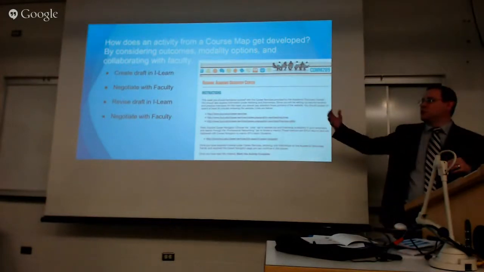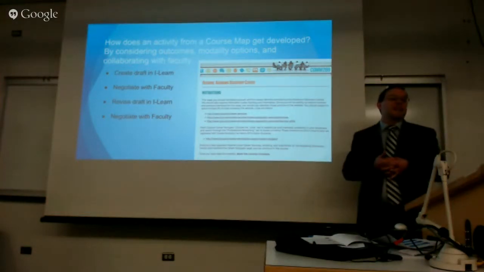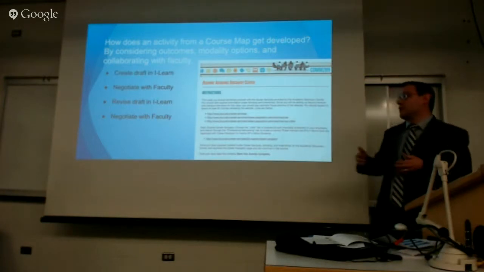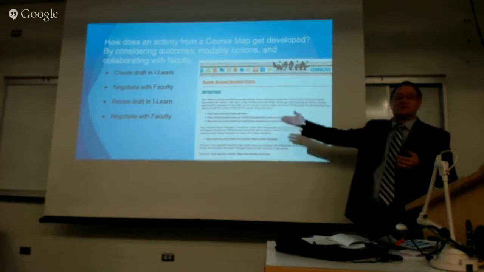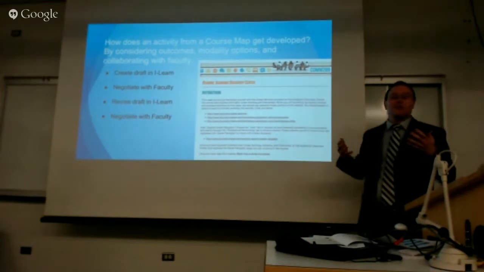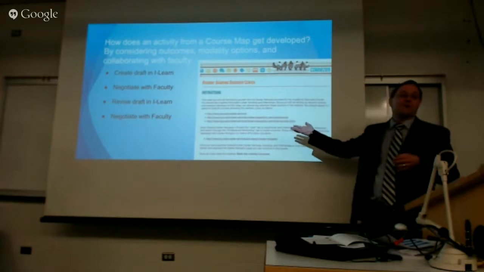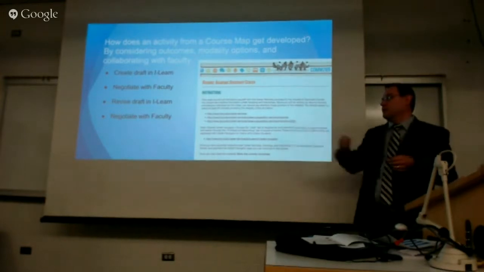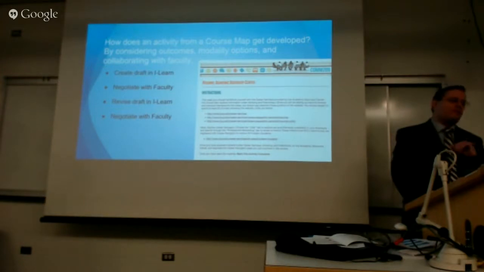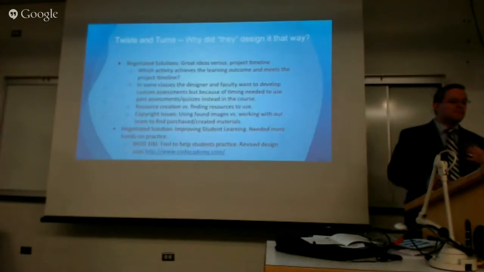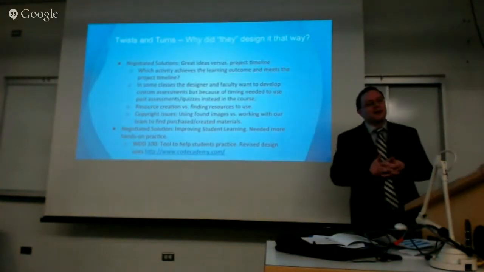So then once we know how we're going to design it, we would draft it in iLearn. Again, all of this involves extensive collaboration with faculty. It's a team effort. So we work closely with them. We would show them the activity and say, here's the things we're having them do. Does this reach the outcomes that you're hoping that they'll achieve? Then we would redraft if we needed to, and then we negotiate some more. So that's how an activity would move along the process of a course map, and that's how they help us to design. Again, that's an idealized process.